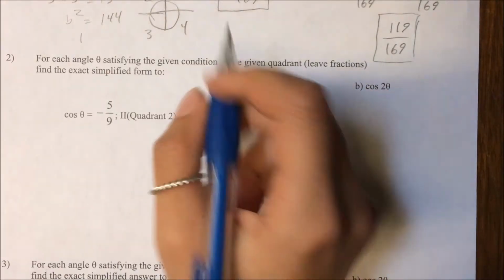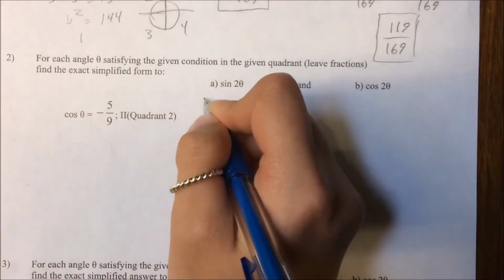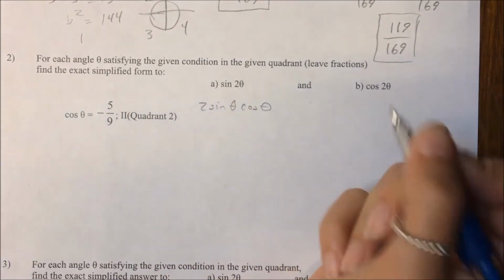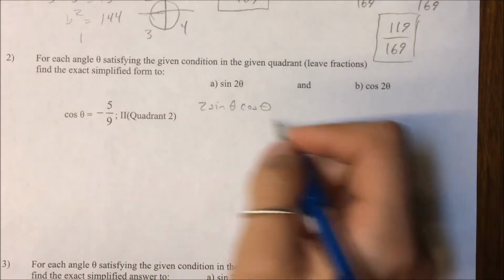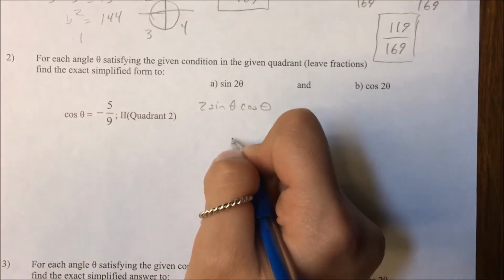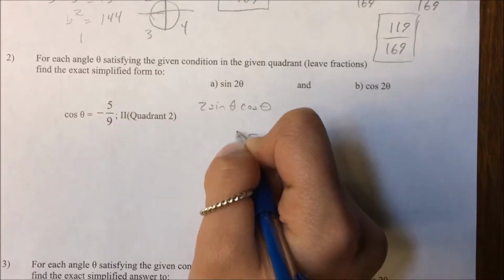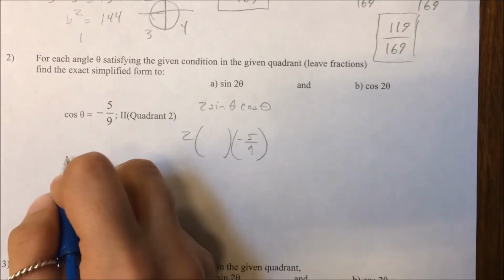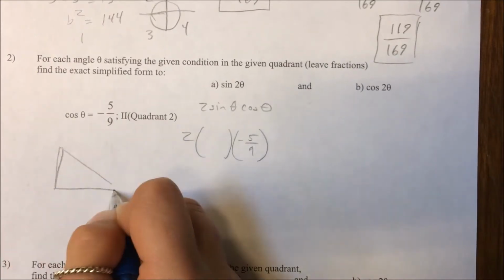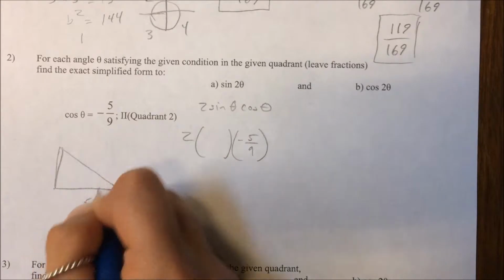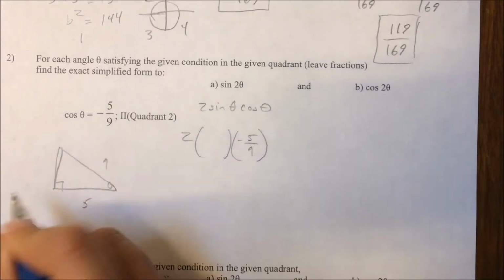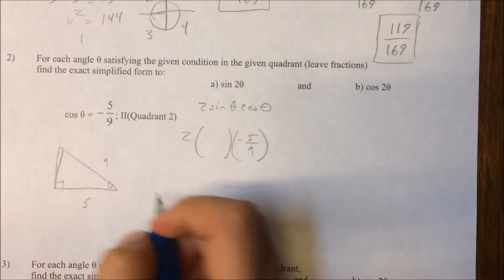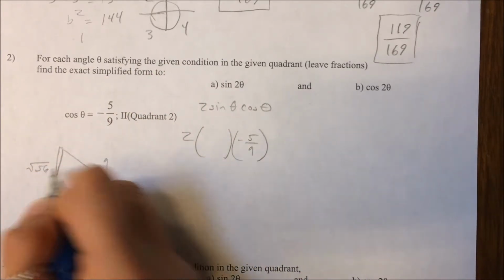Okay, so number 2, you're going to start off the same way as you did the first one, so that's 2 sine theta cosine theta. And then basically you're given cosine, so that's just going to be 5/9. And then we don't know sine, so we're just going to draw a triangle again. We don't know what that side is, so we're going to use Pythagorean's theorem like we did. So that would be 56.